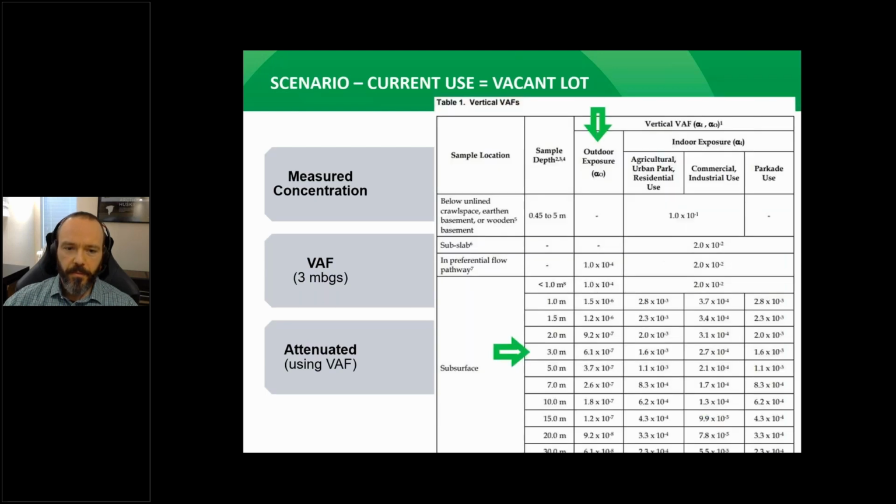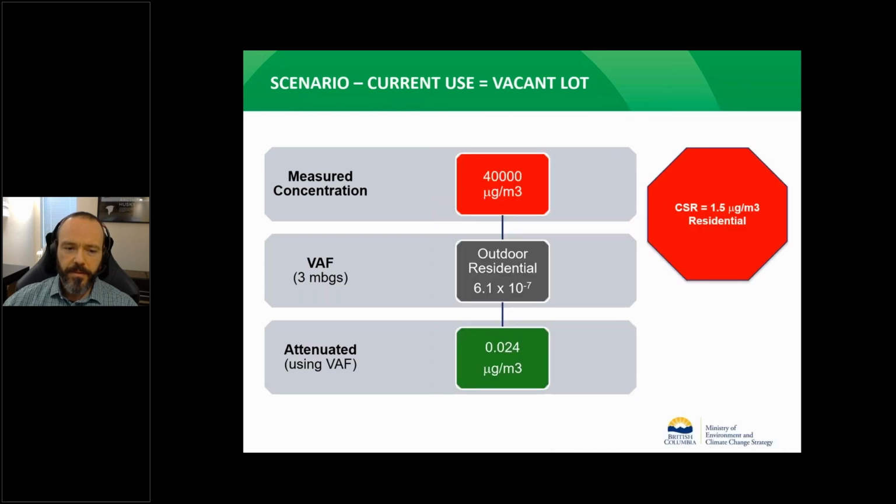As you can see in Table 1, there is no 4 meter sample depth, so we choose a VAF with the next shallower depth, which is 3 meters, corresponding to a vapor attenuation factor, or VAF, of 6.1 times 10 to the minus 7. Using this VAF, we can calculate the predicted breathing zone air concentration for outdoor residential receptors, which is often referred to as attenuated concentration. This calculation results in an attenuated concentration of 0.024 micrograms per meter cubed, which is less than the CSR standard for residential use.